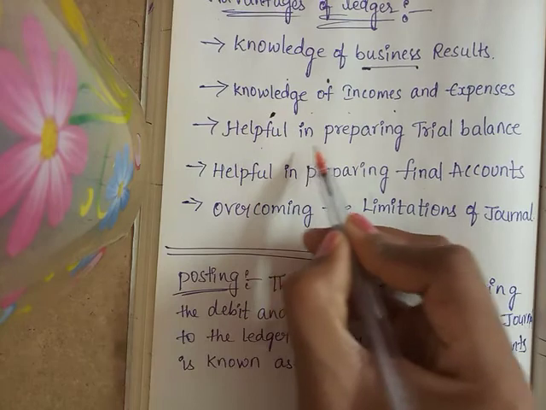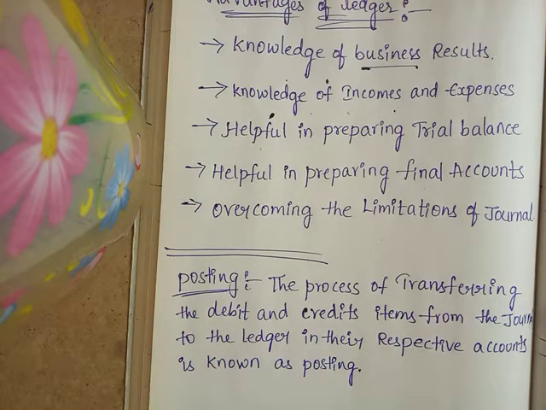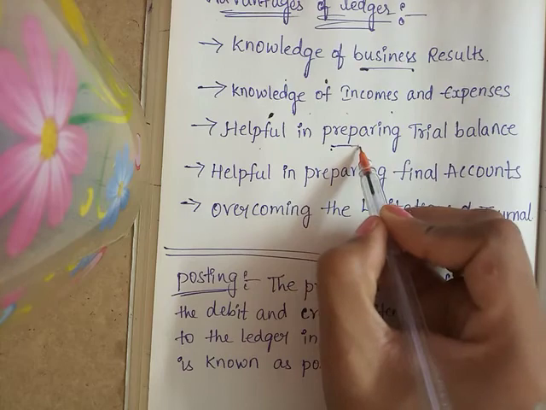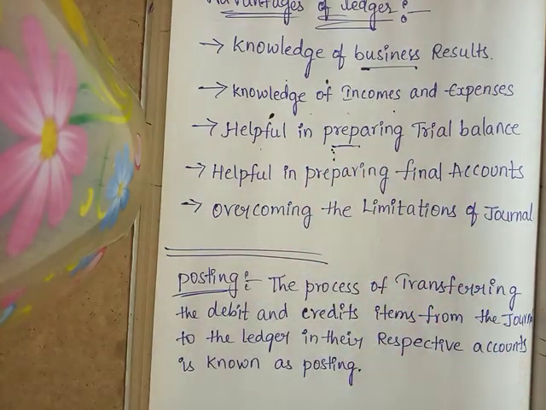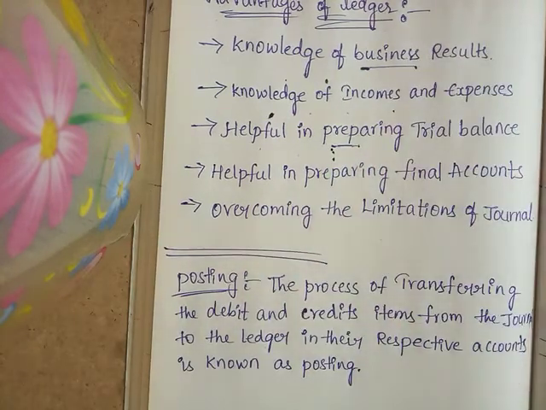Next, it is helpful in preparing the trial balance. As I told you before, the closing balances, that is, the balance carried down, will be useful in preparing the trial balance. This ledger is helpful in the preparation of the trial balance. Without preparing the ledger, the trial balance cannot be made. Why? Because whenever we prepare the trial balance, we take the balances carried down from the ledger accounts. Without the ledger, without the balances carried down, how do we prepare the trial balance? It is not possible to prepare it without the ledger. That's why the ledger is compulsory, and we prepare separate accounts. So it is helpful in preparing the trial balance.